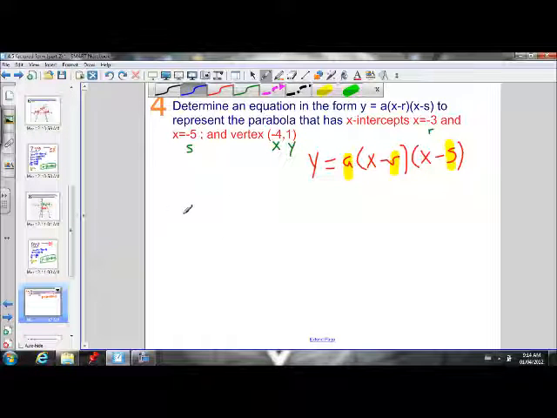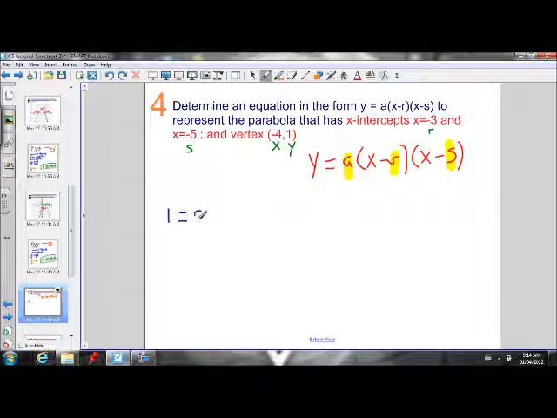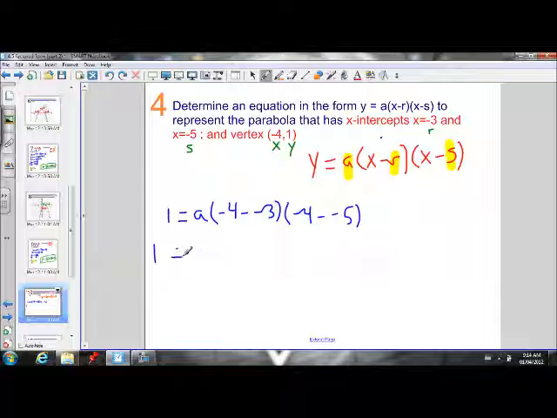Okay, plug everything in. We know y is 1. We don't know a. Our x value is -4 minus r, which is -3, so minus -3. Then x is -4 minus s, which is -5, so minus -5. Okay, go ahead and simplify this.